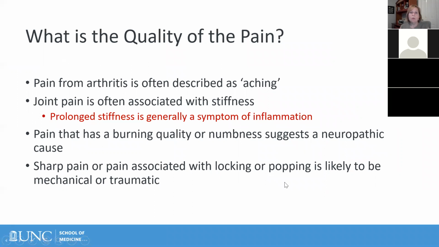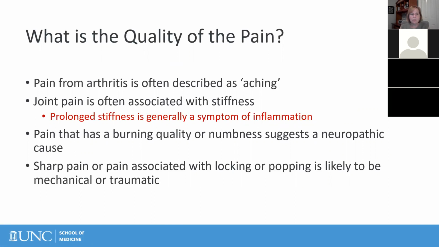The other issue is, what is the quality of the pain? Pain from arthritis is often described as an achy pain, but not always. It can be sharp in some cases. Joint pain is often associated with stiffness, and sometimes patients don't really articulate the word stiffness very well, and so I will offer that word: is your joint stiff? And then sometimes the light will go on and someone will say, yeah, it's not really pain, it's not really aching, but it's stiffness. And when stiffness is prolonged, it's generally a symptom of inflammation. Not always, but in general.